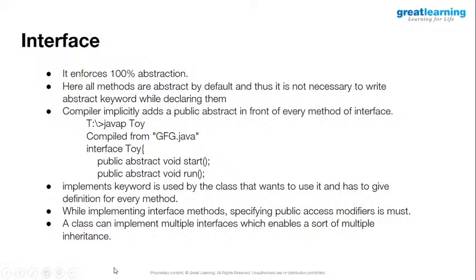So basically this is the interface Toy. In that we will have public abstract void start. You see there is no body in it, right? And void run, there is again no body in it. So these two methods are abstract methods, and anything inside this interface will be abstract, and you don't have to explicitly write public abstract in front of it. The compiler will do this for us.